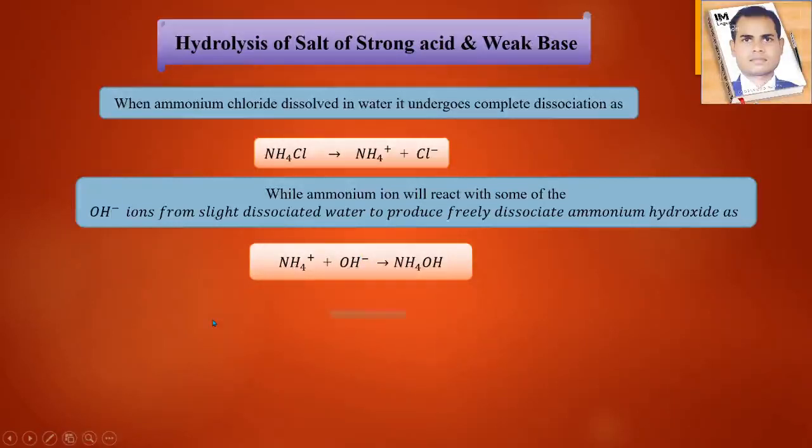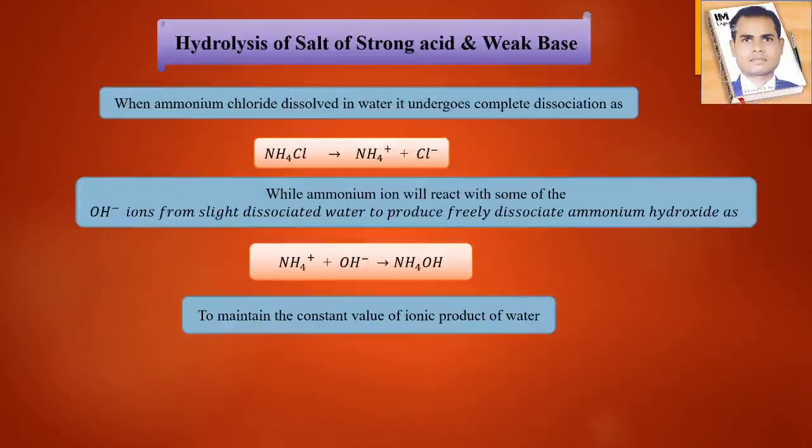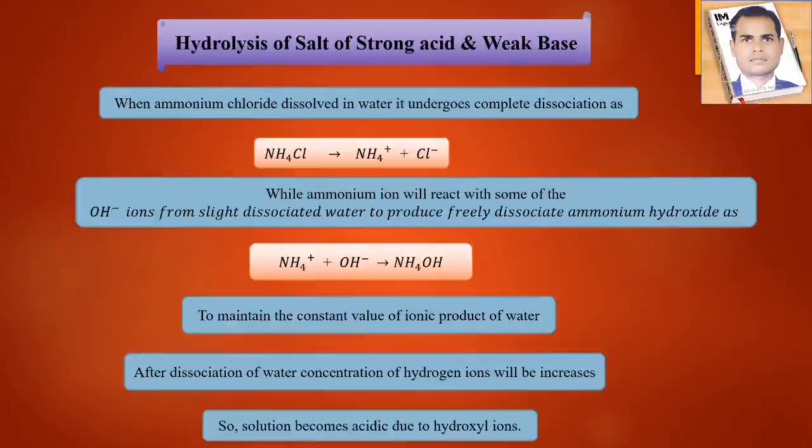Now, to maintain the constant value of the ionic product of water, after dissociation of water, the concentration of hydrogen ions will increase, because OH minus ions will be attached with the NH4 plus and the remaining H plus ions will be more in the solution. So the concentration of H plus ions will be more, and you can easily say the solution becomes acidic in nature due to hydrogen ions. Therefore, we can say the hydrolysis reaction of ammonium chloride is written in this way.